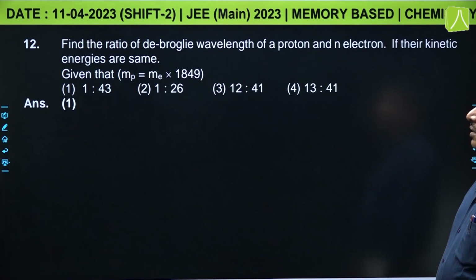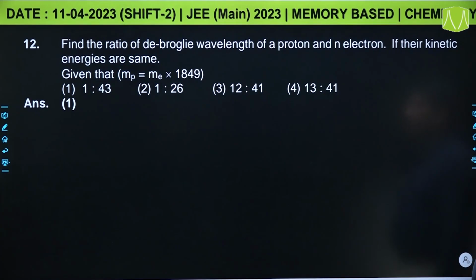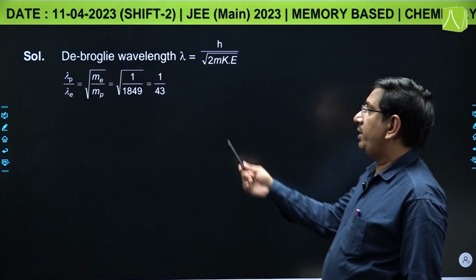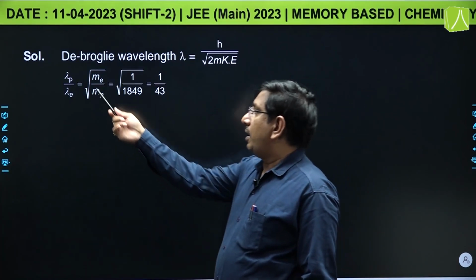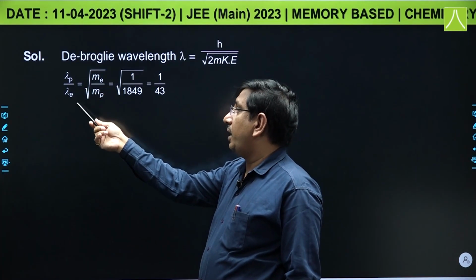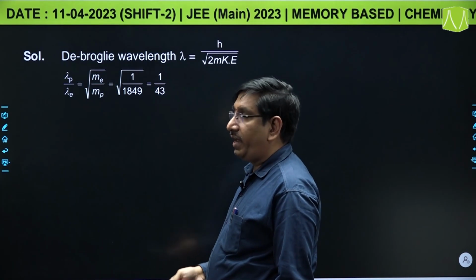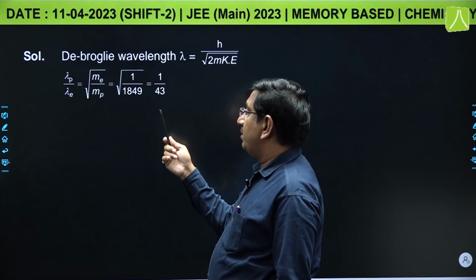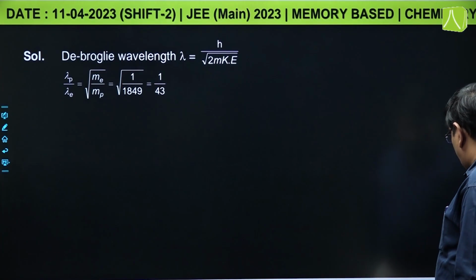Next, the 12th question: find the ratio of the de Broglie wavelength of a proton and an electron if their kinetic energies are the same, where the mass of the proton equals the mass of the electron times 1849. According to de Broglie, lambda equals h by root over 2m KE. So the ratio of the de Broglie wavelengths of proton and electron is root over mass of electron by mass of proton, which is root over 1 by 1849, because the kinetic energy is the same. On solving, we get 1:43. So the answer is 1:43.